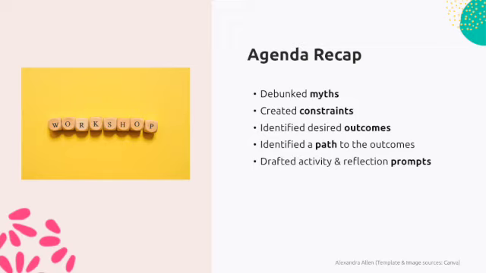So again, just an agenda recap. Congrats on making it this far. We debunked myths, we created constraints, we identified desired outcomes and a path to those outcomes. And then finally, we drafted activity and reflection prompts. Okay, so your next step is to keep refining your outline, get some feedback, keep working on it. Then you want to make your slides, and finally practice on Zoom or Loom, whichever of the two you prefer, and get comfortable, observe yourself, see what you could do better, just so that you feel that much more confident for the big day when you run the workshop. And I'm telling you, the more you practice this, the more confident you'll become, the more fun you'll have, and the more you'll raise your profile as an expert in your field. So have fun with it.